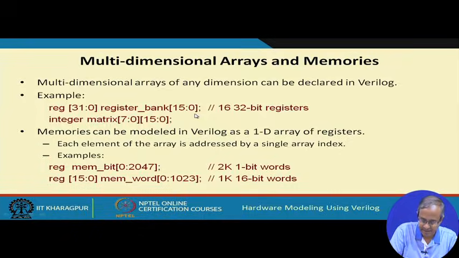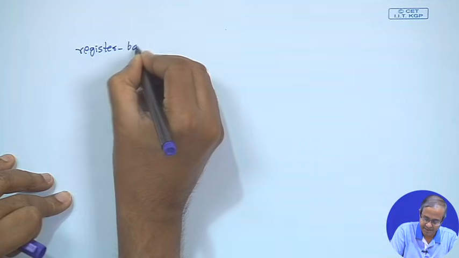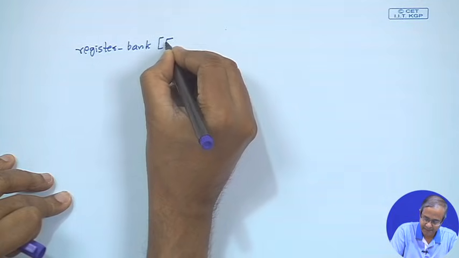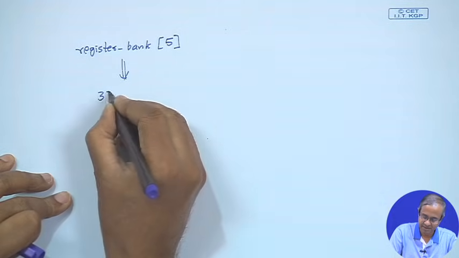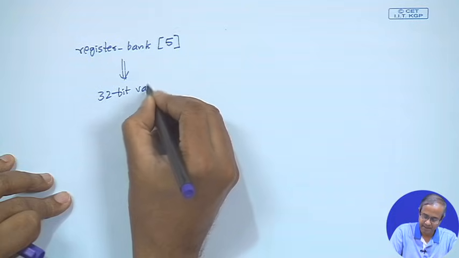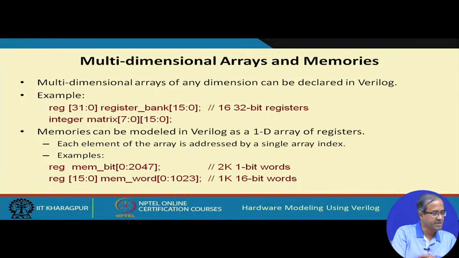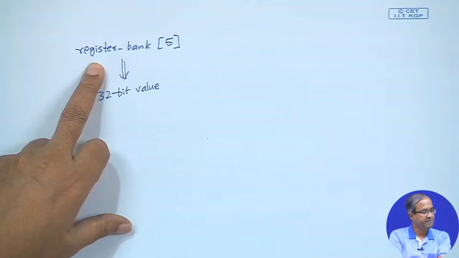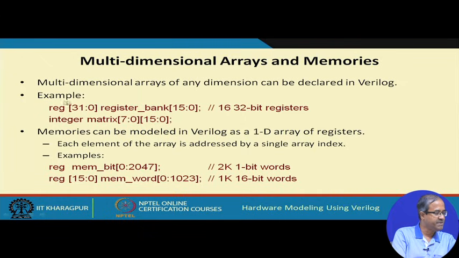Like here, if I just write, let us say, register bank 5, this will mean a 32 bit value, the content of the register number 5, because here I have declared register bank as an array of size 16, 0 to 15. So, when I say register bank 5, it is one of those elements and each of these elements is of type reg 31:0, that means a 32 bit number.